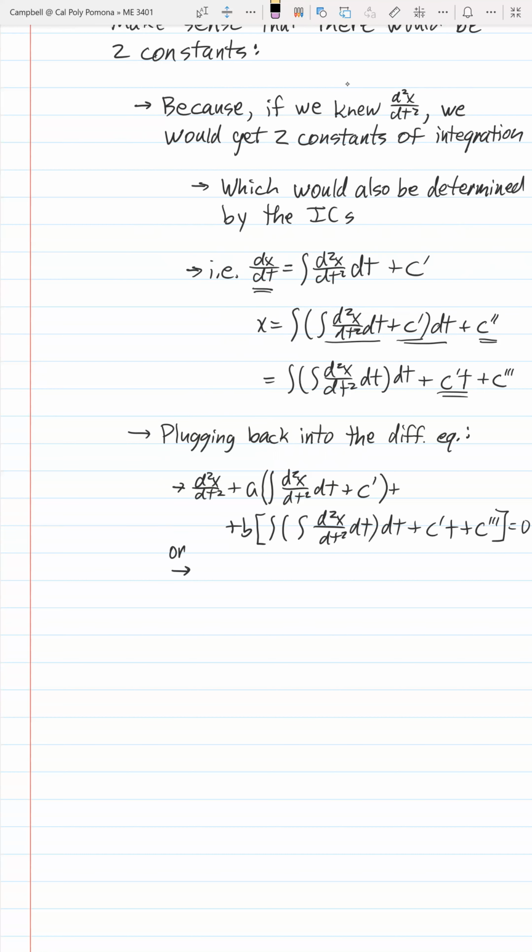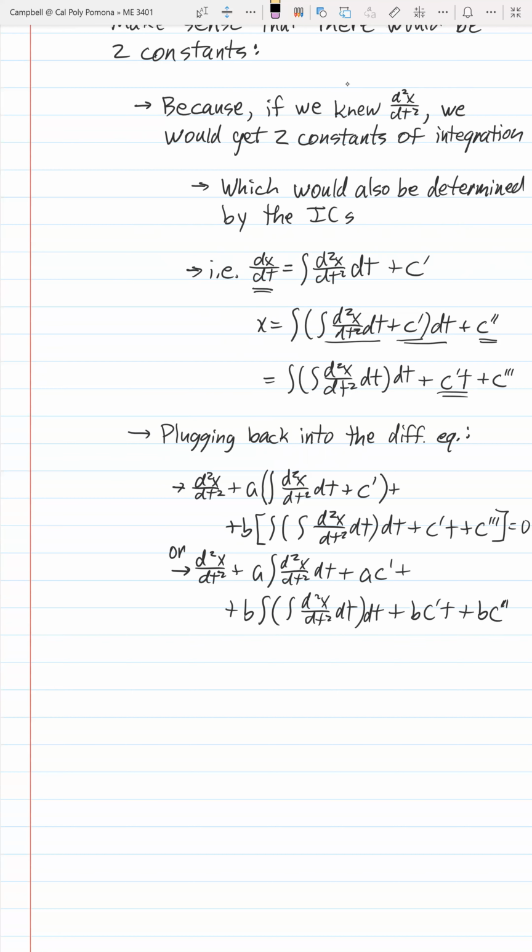Now, clearly, though, I can start distributing the coefficients out, and I get a d squared x dt squared plus a times the integral d squared x dt squared dt plus a times c prime plus a b times the double integral of d squared x dt squared dt plus a b times c prime t plus a b times c triple prime. There we go, that looks a little bit better. And that's equal to 0.